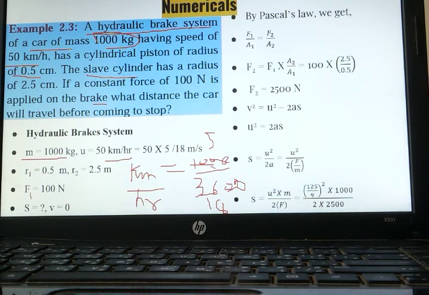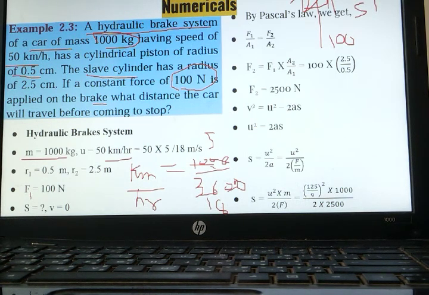What is the distance traveled by the car before the car comes to a stop? So try to understand this question. The vehicle was initially moving with a speed of 50 km per hour. We apply brakes at a certain point with a force of 100 Newton. After some distance, the vehicle comes to a halt. So, for example, we apply brakes at this point with a force of 100 Newton, and after applying it, how much distance it travels, that we have to calculate.